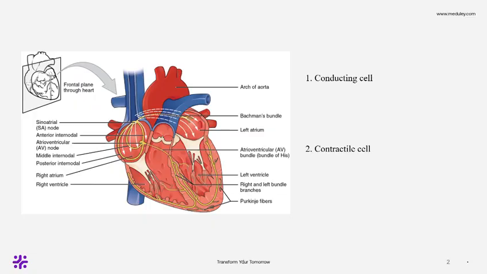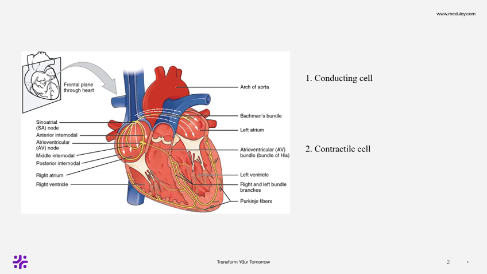So the heart has two types of cells. There are conducting cells and contractile cells. Conducting cells are the cells which generate the electrical impulses themselves, and contractile cells are the cells which receive the electrical impulses. The conducting cells include the sinoatrial node, atrioventricular node, the bundle of His and the Purkinje fibers.